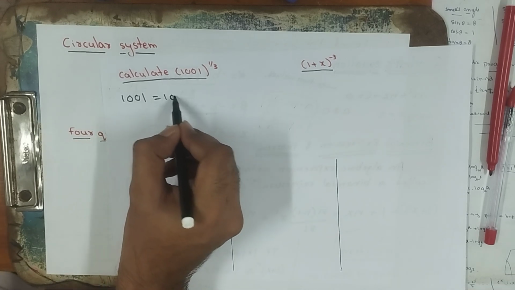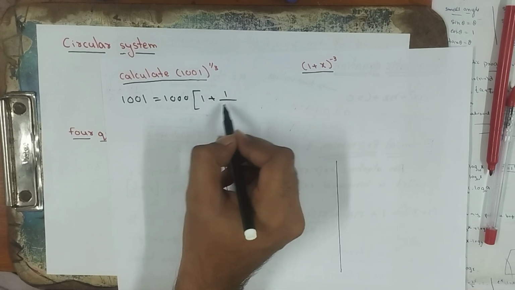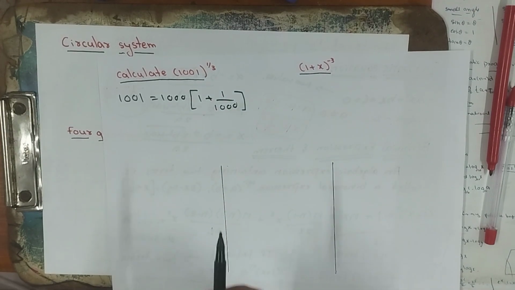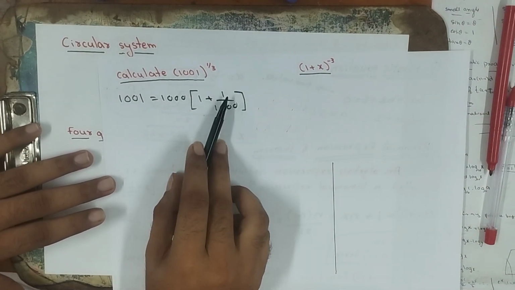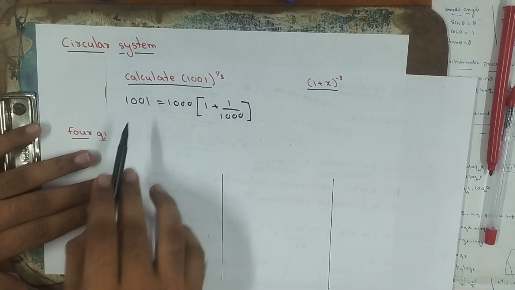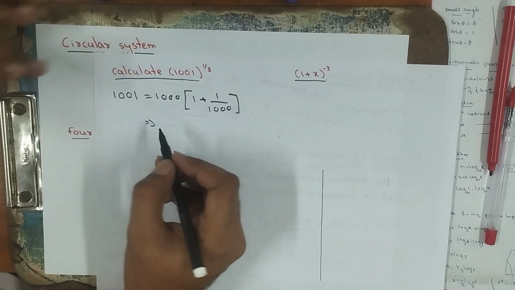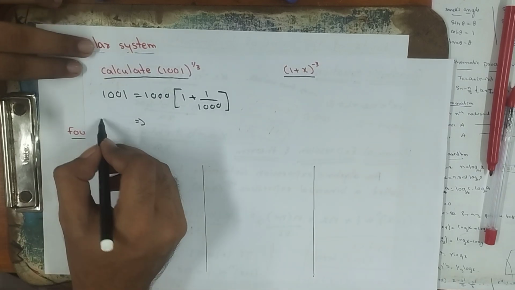Now can I write it as 1000 into 1 plus 1 divided by 1000? Sir, what are you telling? Arey Baba, just see here. If you multiply here, 1000 will come. 1000 plus 1, 1001 divided by 1000. 1000 will cancel. Same answer. Right. Now, can I write it like this?